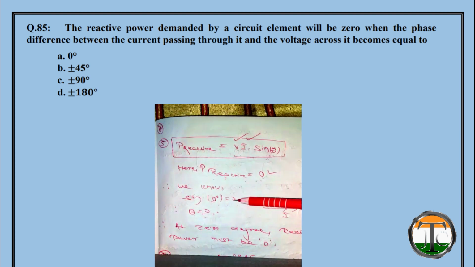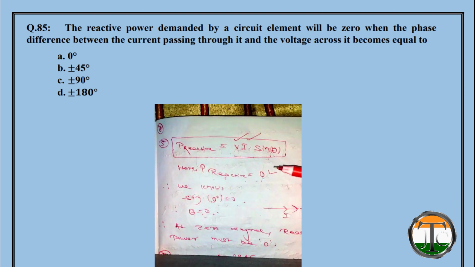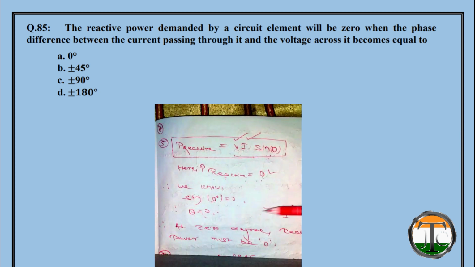So overall reactive power will be 0. In the question we are asked to find the theta value, and when we put theta equal to 0, then overall reactive power will be 0. So the angle between voltage and current, theta, is equal to 0 degree. So option A is the right answer, that is 0 degree. At 0 degree the reactive power must be 0.